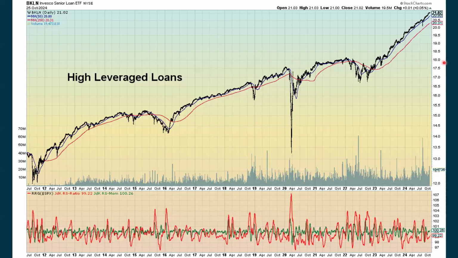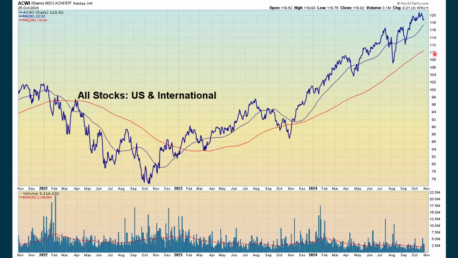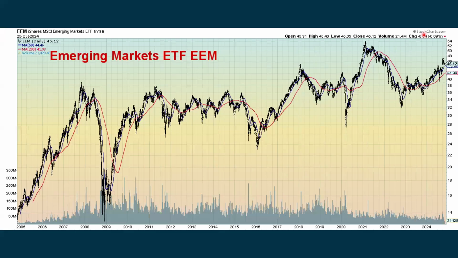High leverage loans really looking solid right now, suggesting that according to this ETF, the economy is looking good going forward. The NYSE composite, which recently set an all-time high, did see some weakness, but still above its 50-day moving average. All stocks, which are U.S. stocks and international stocks, pulling back a bit, but still above the 50-day moving average. Emerging markets, a lot of interest in those areas. We've been seeing a little bit of favor as money's been going in here as they are in an uptrend.